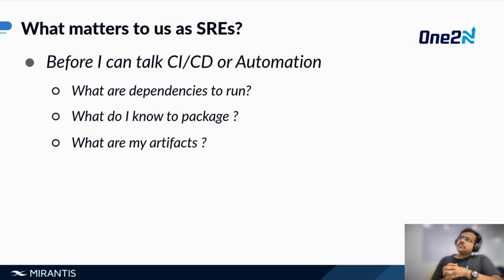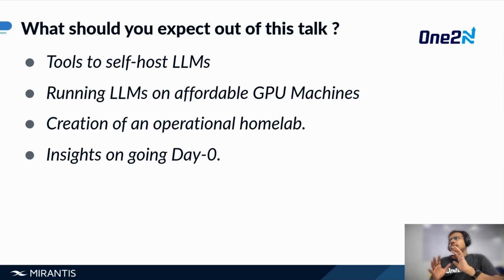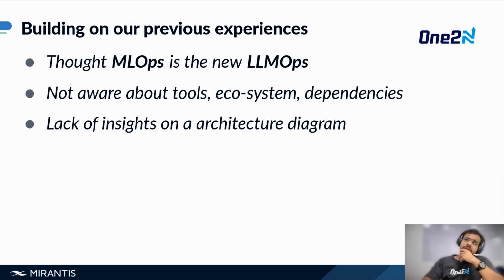Also, when it comes to the automation part, things like CI/CD or GitOps, I first have to know what my dependencies are. How should I package these dependencies? What are my artifacts going to be? Again, I'm repeating myself here: what you should expect out of this talk is tools to run these LLMs on your own, running them on affordable GPU machines, how you can create an operational home lab, and then how you can go day zero for your actual projects.